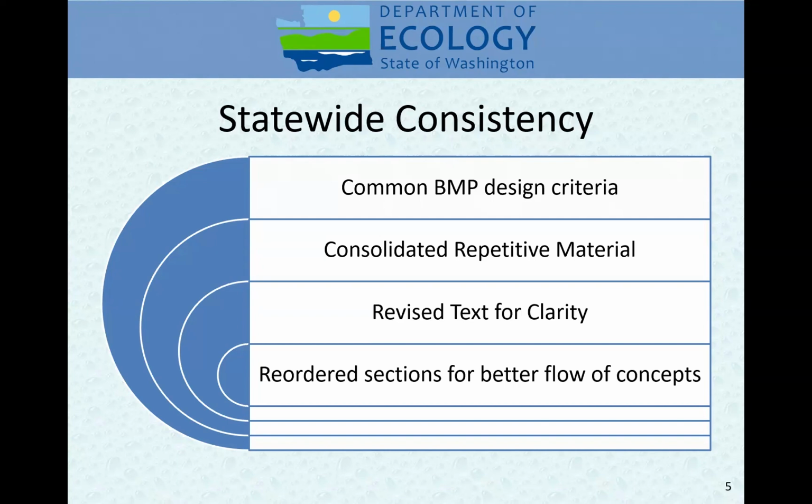We still have numbering differences between the two manuals, but the data, the information, the criteria is still the same in both. We've also done a lot of work to consolidate repetitive material, things that we found in multiple places. For example, in the 2014 manual, we had text in volume 2 that referenced somebody to volume 5.